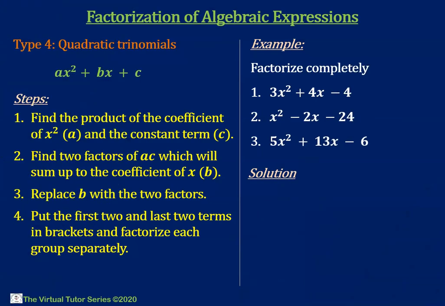Example 3. 5x squared plus 13x minus 6. Let's follow the same steps. The coefficient of x squared is 5 and the constant term is negative 6. The product of 5 and negative 6 is negative 30.